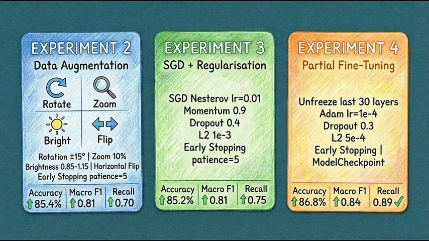Three improvement experiments were run systematically. Experiment 2 added data augmentation, rotation, zoom, brightness variation, and horizontal flipping with early stopping. Experiment 3 replaced Adam with SGD plus Nesterov momentum, added dropout and L2 regularization. Experiment 4 unfroze the last 30 layers of MobileNetV2 for partial fine-tuning with a reduced learning rate of 0.0001. Each experiment targeted the same weakness, improving recall for the no-helmet minority class.